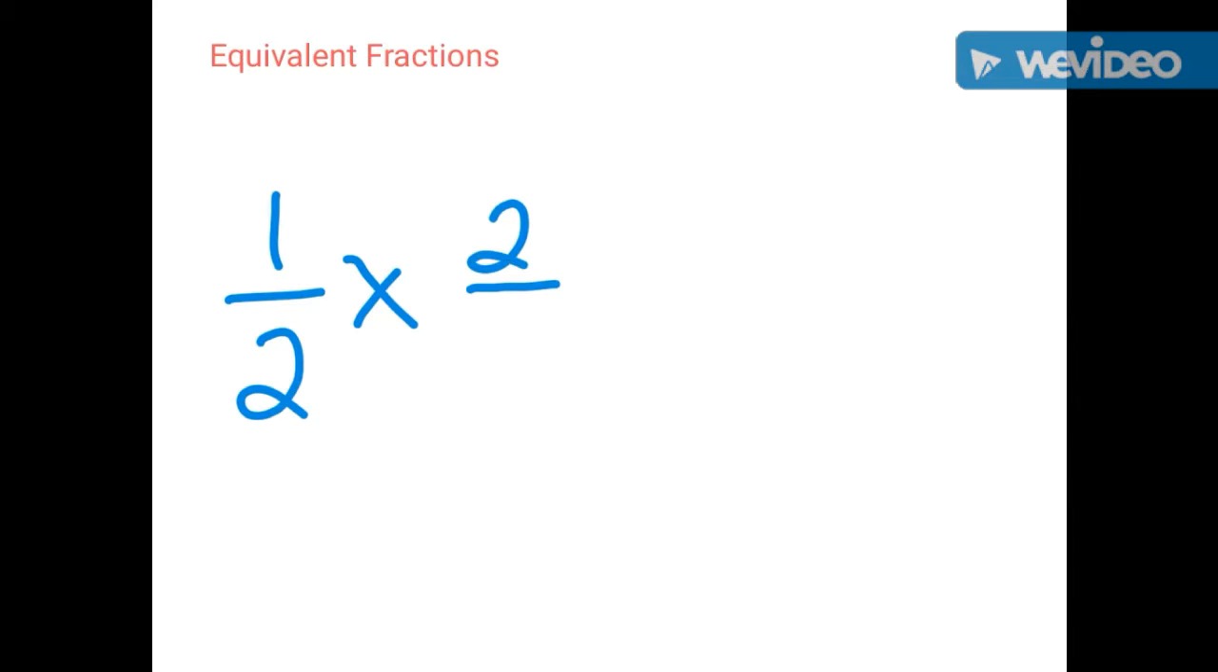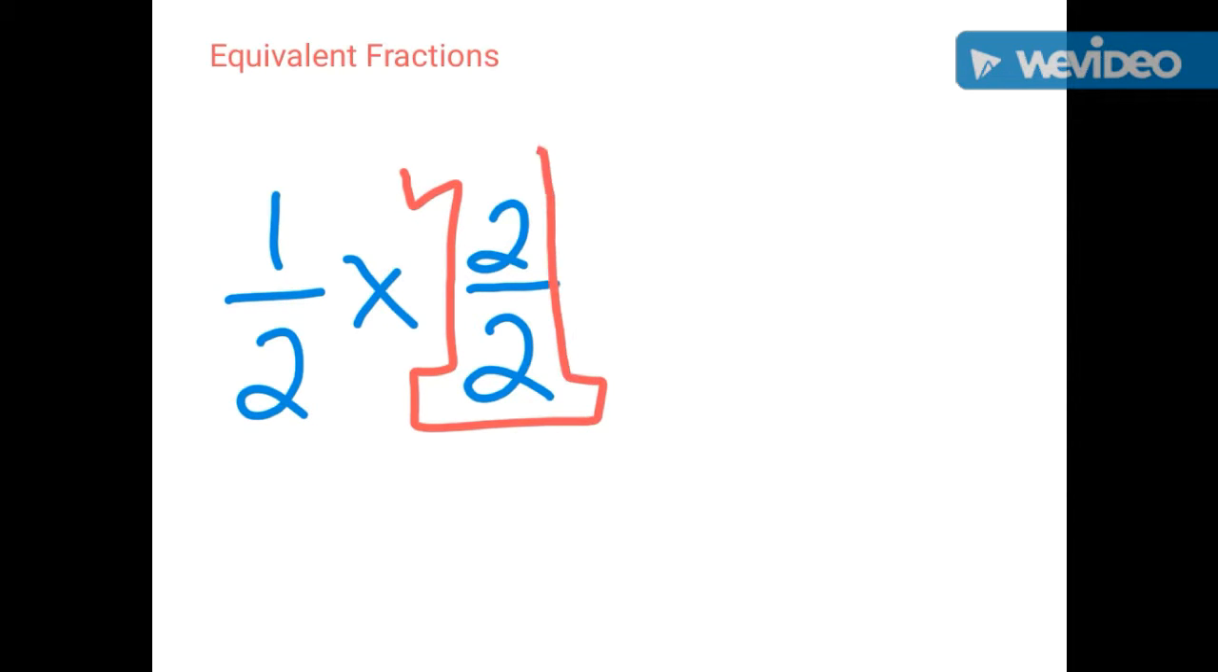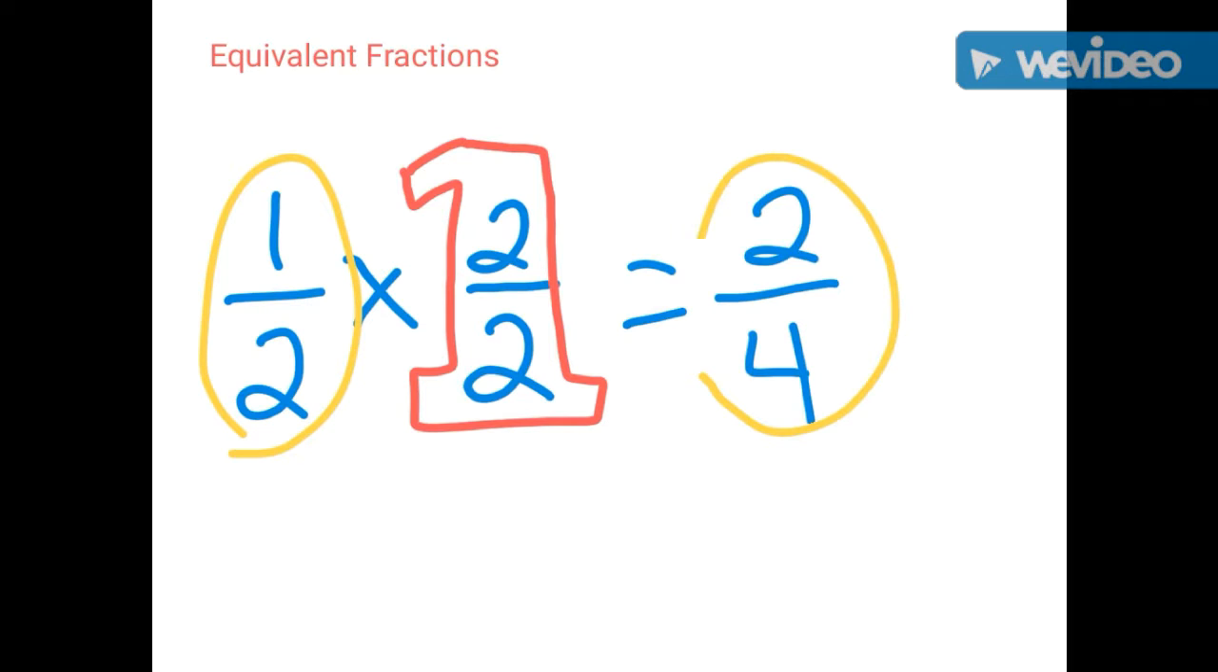I know 2 over 2 is equivalent to 1. 2 halves is the same thing as 1 whole. So really, if we're multiplying by the fraction 2 over 2 or 2 halves, we're really just multiplying by 1, if you think about it. So let's go ahead and multiply straight across. We have 1 times 2 equals 2, and 2 times 2 equals 4. And there you have it. There's our equivalent fraction. 1/2 is equivalent to 2/4 because all we did was multiply by 1.